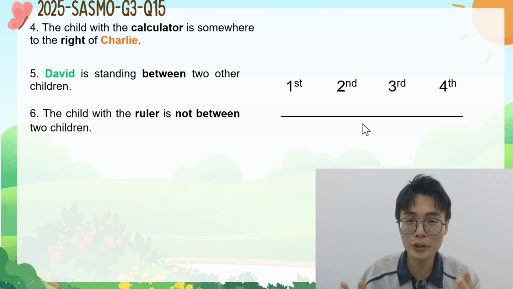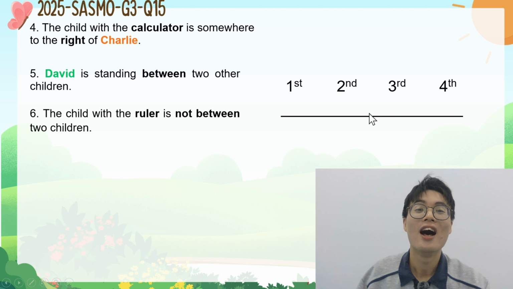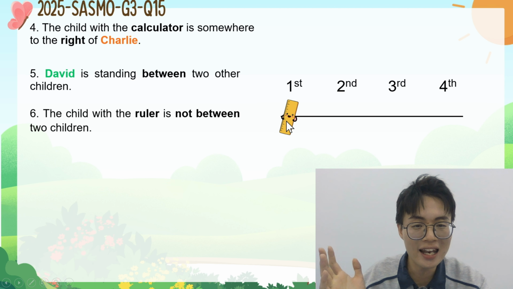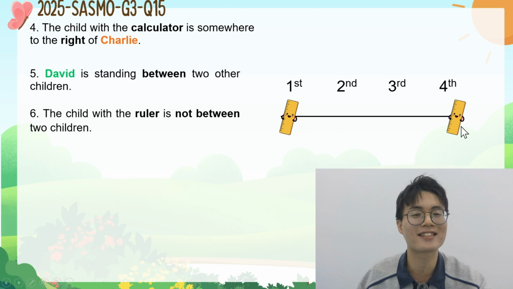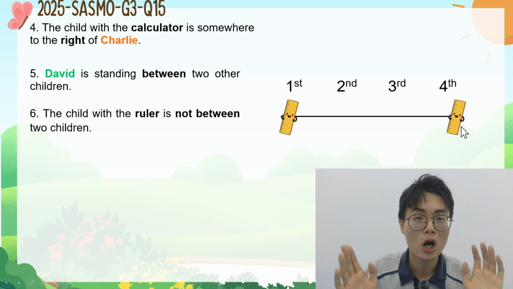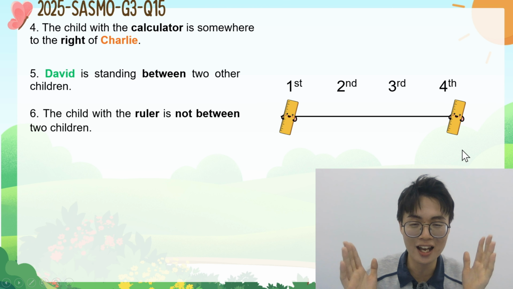So tell me, it could be at which positions? The first and the 4th position. In other words, it could be at the far left or far right of this line. But do we know which one is correct? We don't know. Okay, that's all of the information we can get so far.